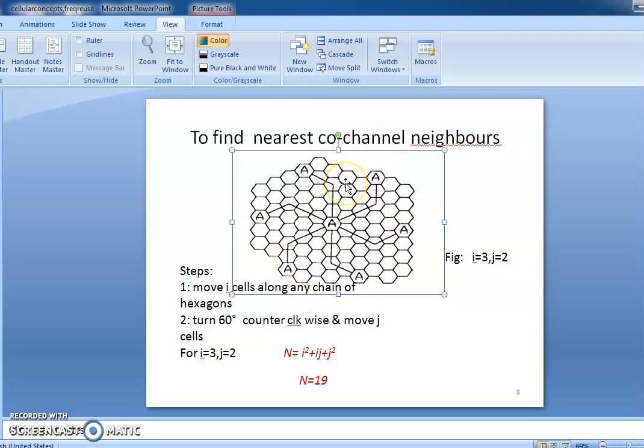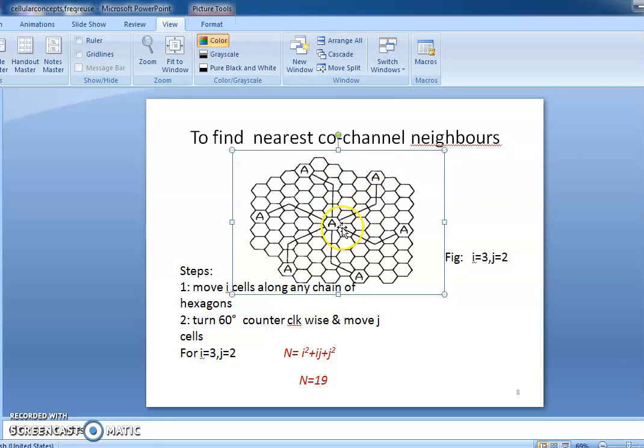Cells named with the same letter A imply that they are going to use the same set of channels or frequencies. So how are they selected? Why not here, or why not the adjacent cell? It is that the cells are a little bit far apart. How is the distance fixed?